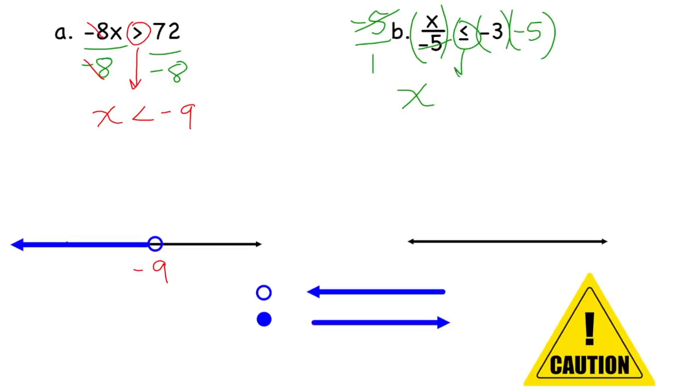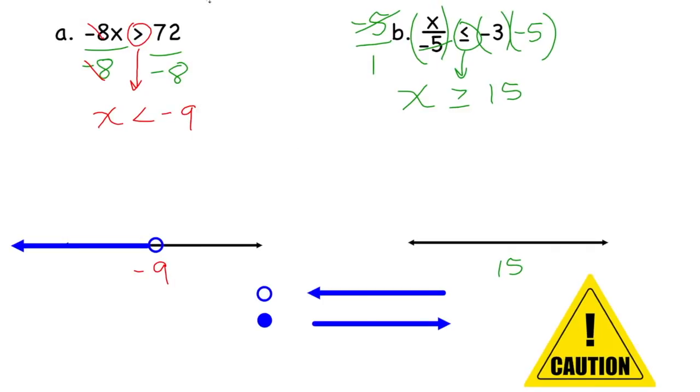Remember, this flips anytime you multiply or divide by a negative, so it's going to go the opposite direction from what it was. So x is greater than or equal to, and a negative times a negative is a positive. So I get x is greater than or equal to 15. So this time I have the equal to with it, so it's a solid dot. So we want a solid dot on 15, and all the values that are greater than 15 go to the right. So my graph would look like that.